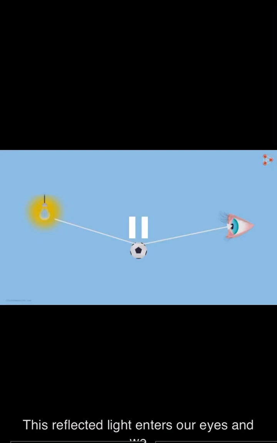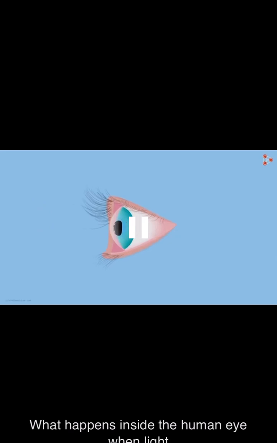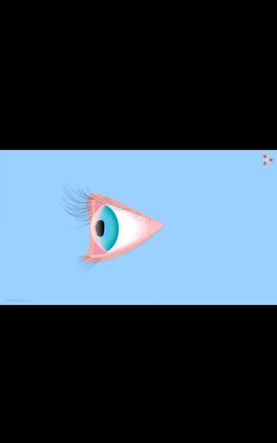This reflected light enters our eyes and we see that object. What happens inside the human eye when the light rays enter it? What is it that helps us see the things around us? The human eye is roughly spherical in shape.